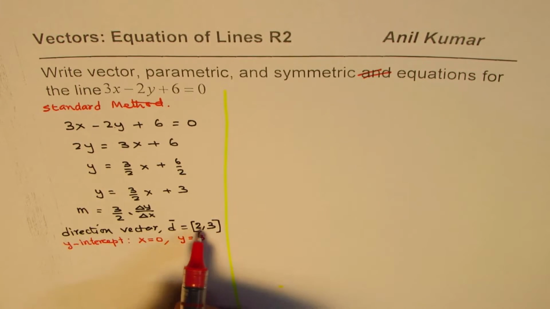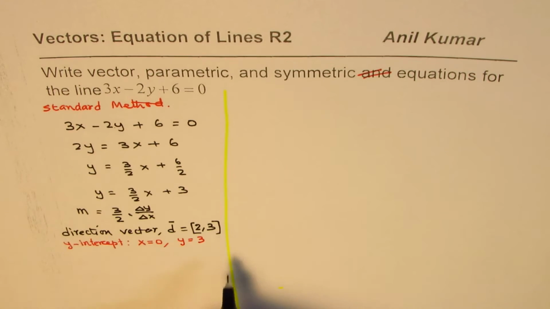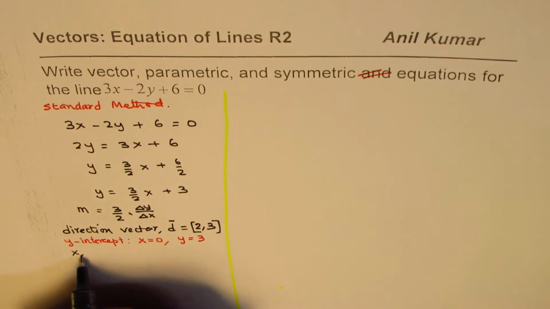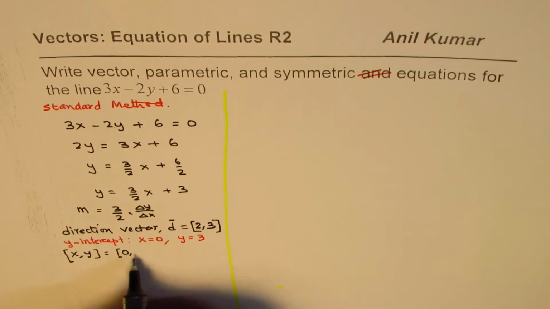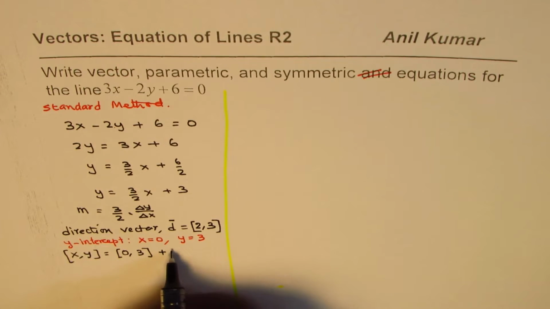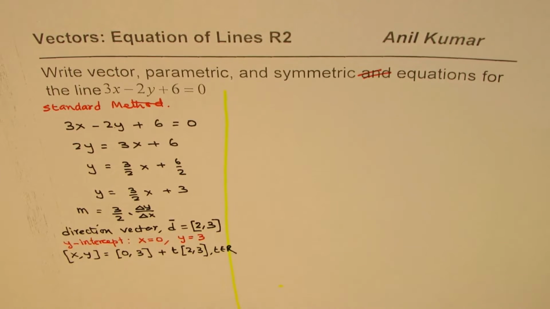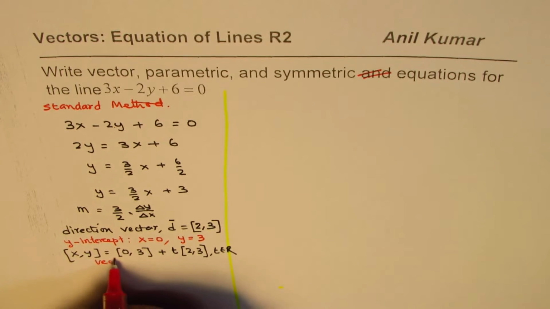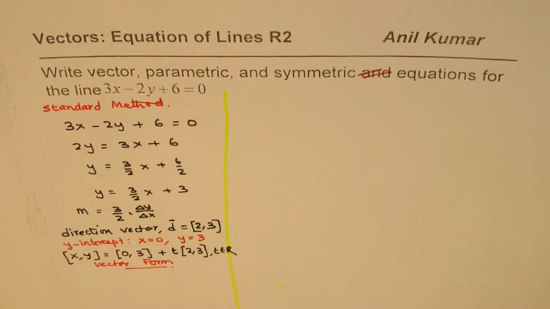So once you know a point and a direction vector, you can always write the vector form of the equation, which could be (x, y) equals the point (0, 3) plus parameter t times (2, 3), where t belongs to real numbers. So that becomes your vector form of the equation. So that's one way of doing it.